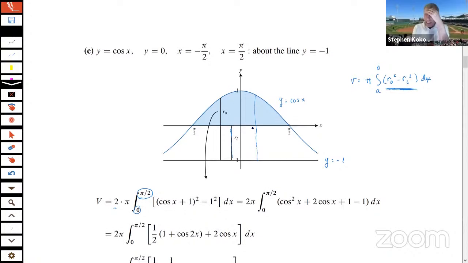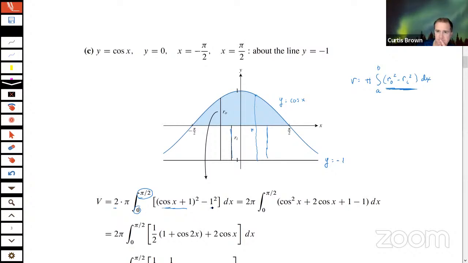Well, at an arbitrary point x, up here I'm at cosine of x, so cosine of x minus a -1. I'm finding the distance, the length of that outer radius. So there it is. There's the outer radius. And the inner radius is pretty easy. It's constant. It's just 1. So minus 1 squared.